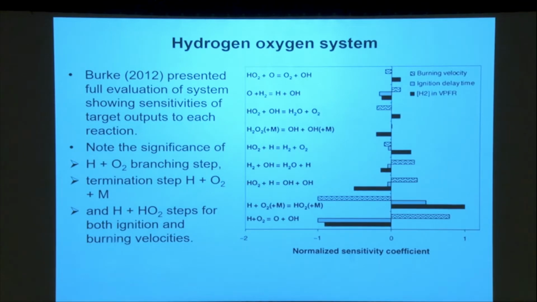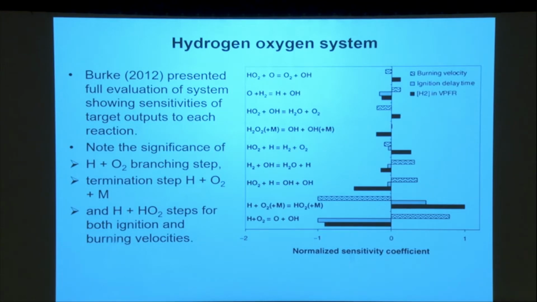Just as another preliminary on this, Mike Burke did quite a nice sensitivity analysis for various different experimental targets of the reactions in the hydrogen-oxygen system. There are no major surprises here. We do see some differences between different experimental targets. Included here, we've got burning velocities, which come from flame experiments. We've got ignition delay times, which might come from a rapid compression machine or a shock tube. And we've got hydrogen concentrations in a variable pressure flow reactor. And there are some differences in sensitivity.